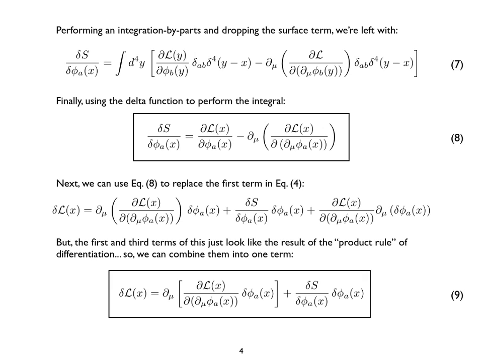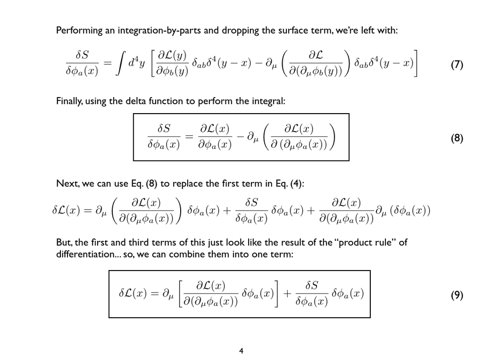So what does that get us? Like we always do in these things, we can do an integration by parts, and I can drop the surface term because it's not going to give any contribution. Then using the delta function, I can get down to something that looks like this for the variation of the action.